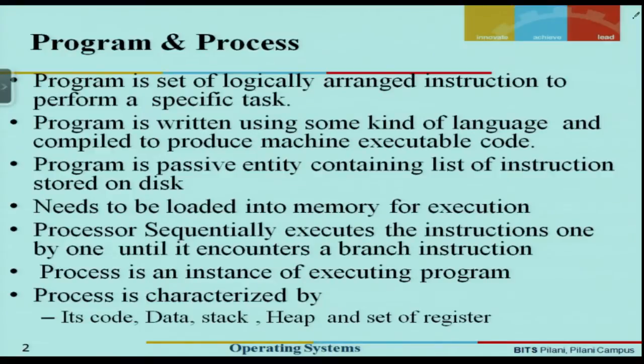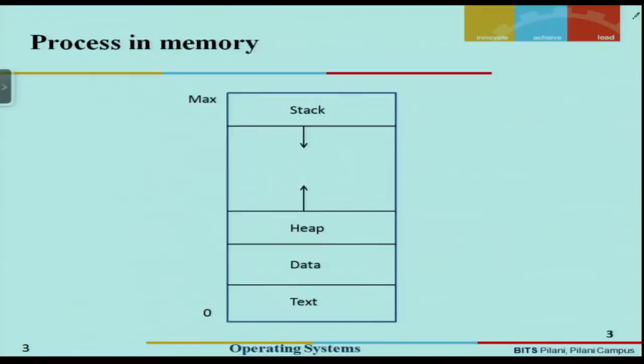While executing, a program or job might require more memory, so the memory is usually dynamically allocated from the heap. And in addition to this, there are registers. All these things put together form the context of a process, and a process is characterized by these things.